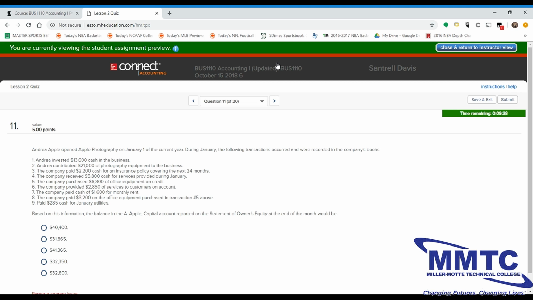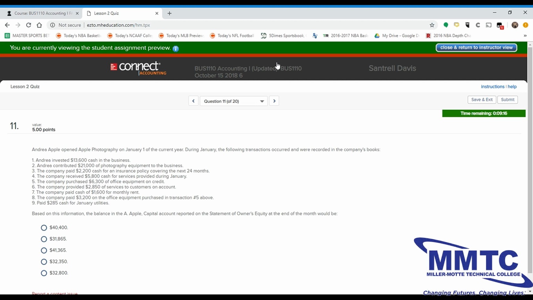Andrea Apple opened Apple Photography on January 1st of the current year. In January, the following transactions occurred and were recorded in company books. Number one, Andrea invested $13,600 in cash to the business. Okay, she gave us $13,600 in cash. All right. Owner's investment. Go ahead.